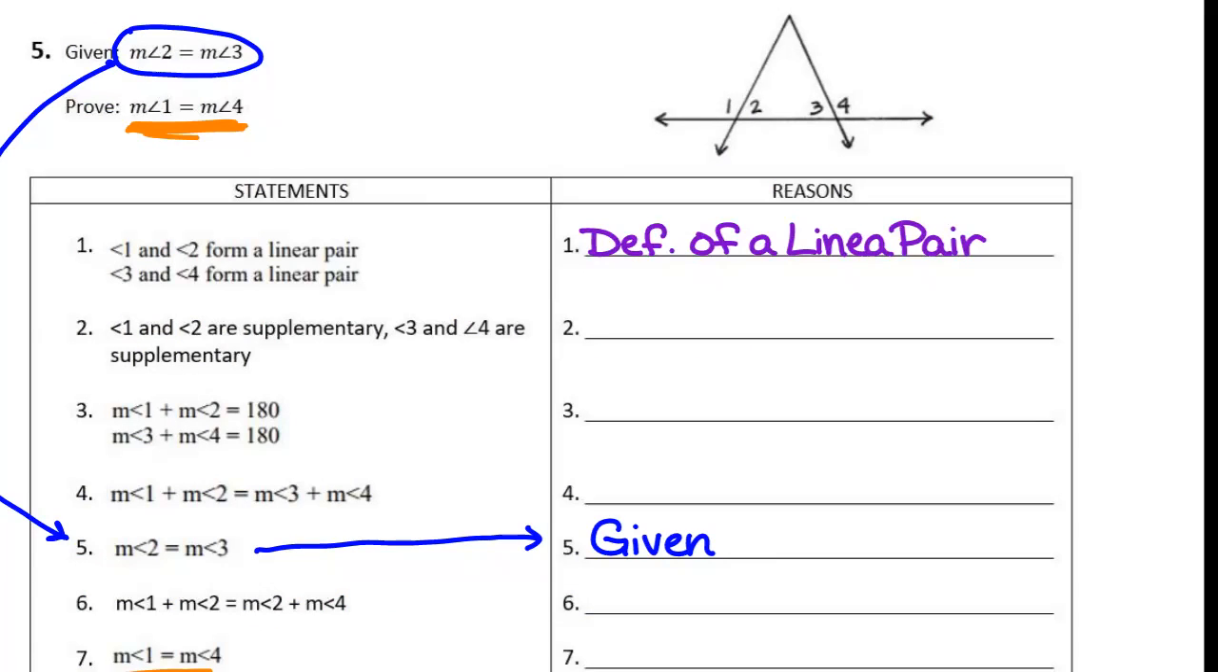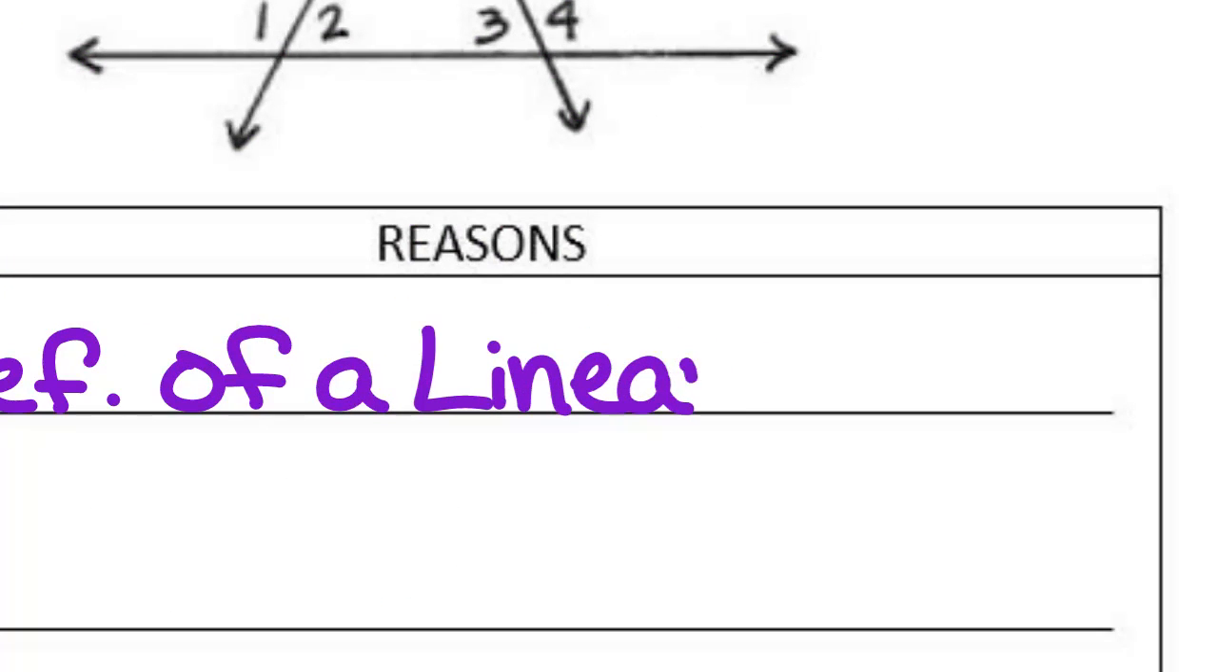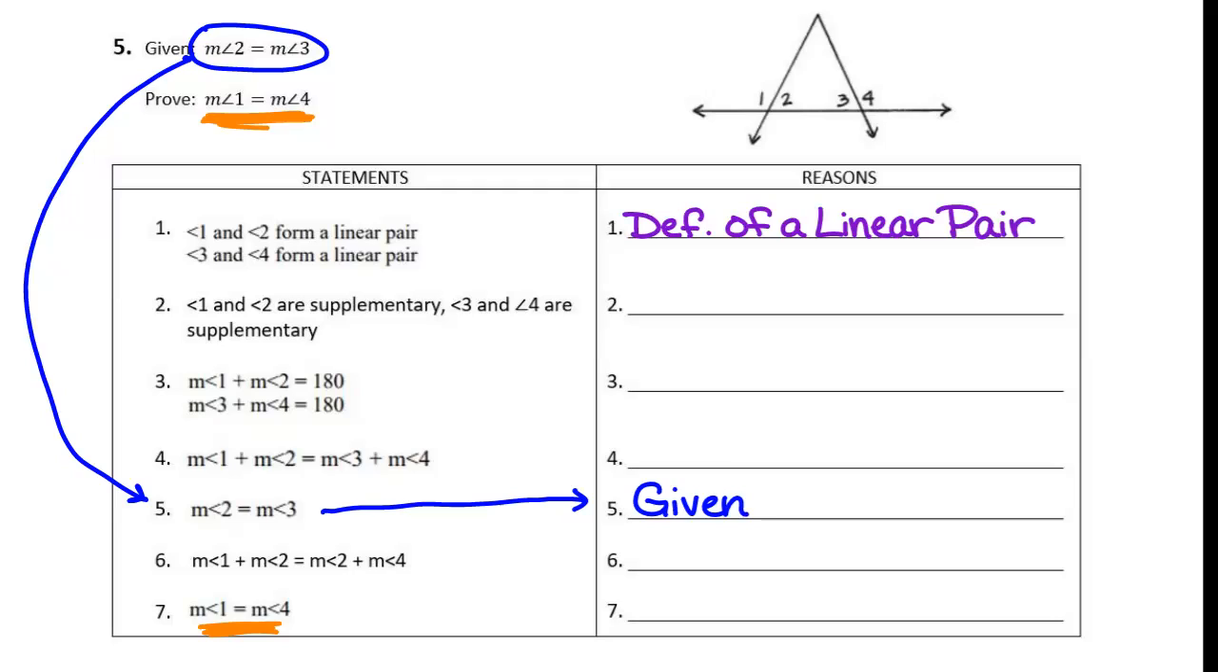Definition of a linear pair. Definition of a linear pair is what I'm allowed to use, if I could spell it right. There we go. When I first introduced you guys to what a linear pair was, I talked to you about what we would look for in a picture.